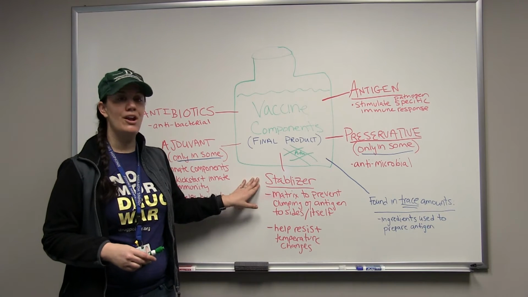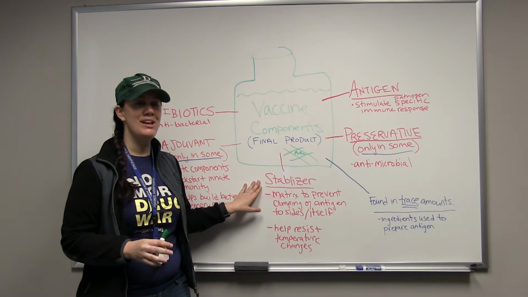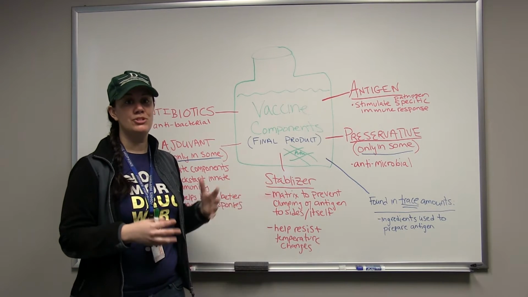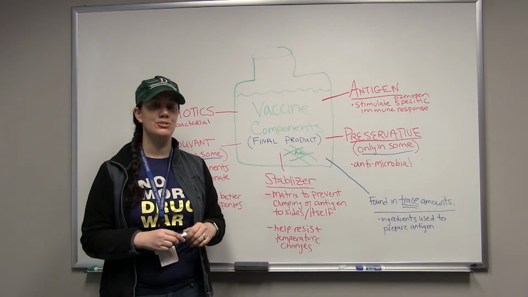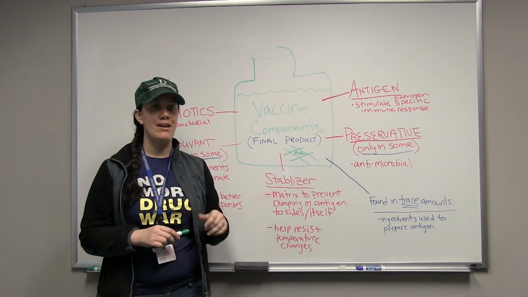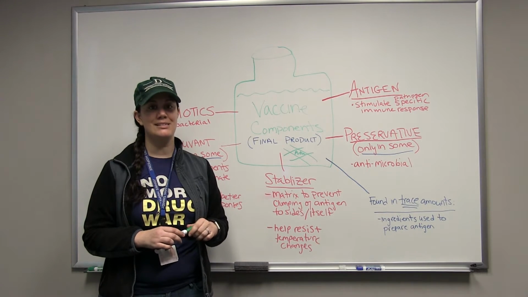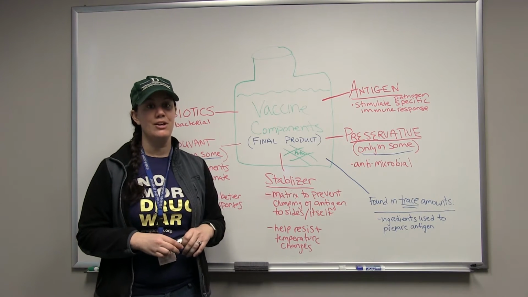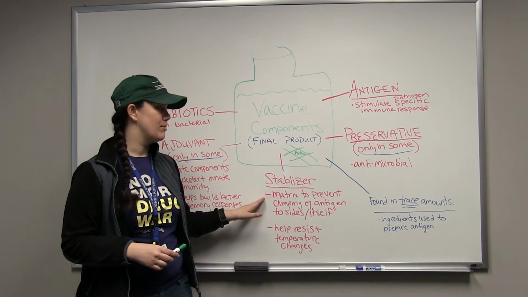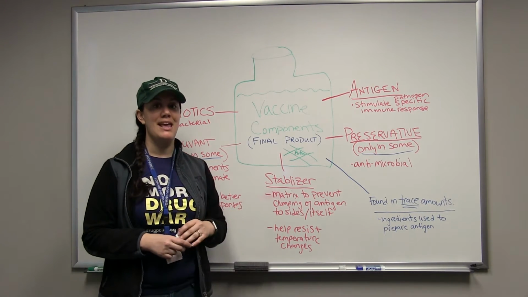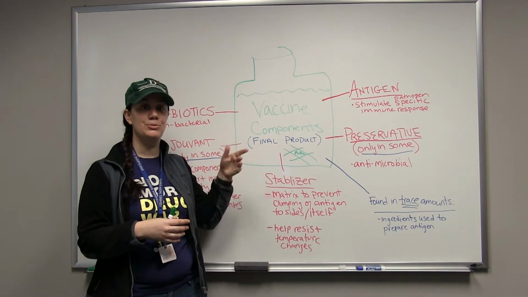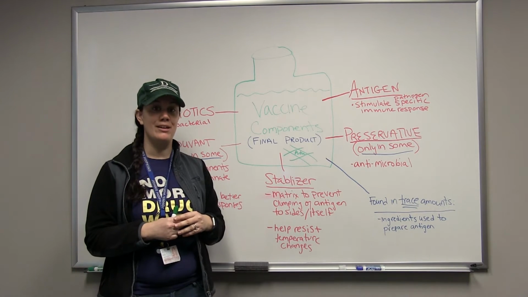The next category are called stabilizers. Stabilizers are really important ingredients because remember, when we inject this vaccine into a patient, we want every single patient to get the exact same amount of antigen or dose of the vaccine. So stabilizers are there to form a matrix that prevents antigens from either clumping to themselves or clumping to the actual wall of the vial.